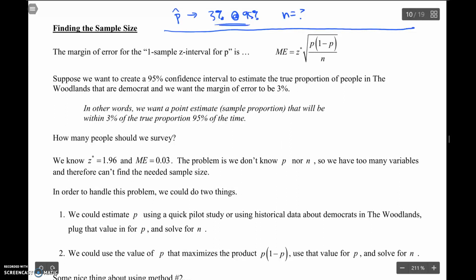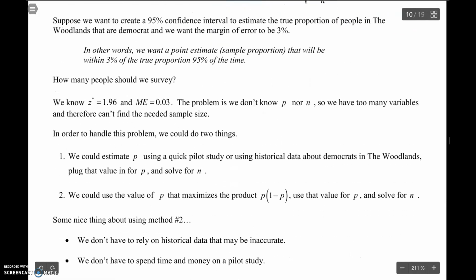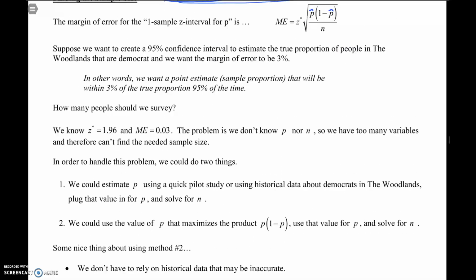Well, let's calculate how many people you should survey before you get your sample, rather than just seeing what happens. So the margin of error for a one sample z interval for p is this. You should have it in your notes. Suppose we want to create a 95% confidence interval to estimate the true proportion of people in the Woodlands that are Democrat, and we want the margin of error to be 3%. So that's the scenario I gave you up here. In other words, we want our point estimate to be within 3% of the true proportion 95% of the time. How many people should we survey?